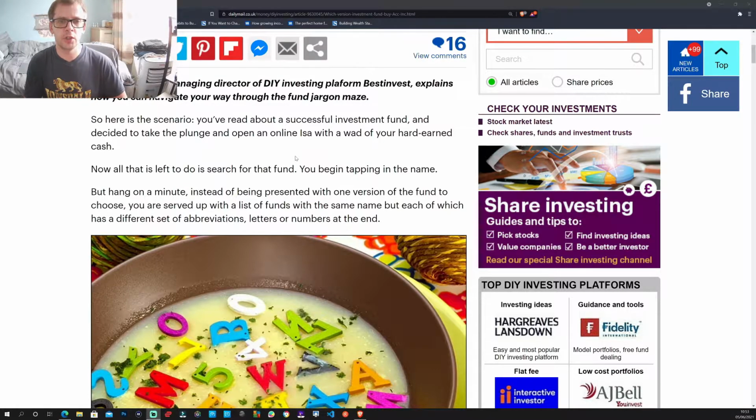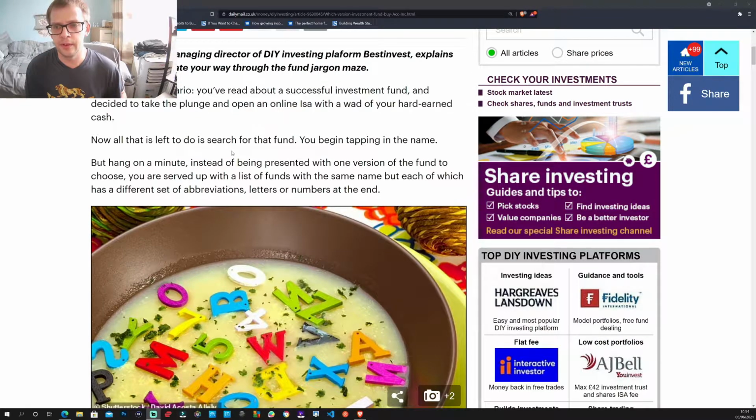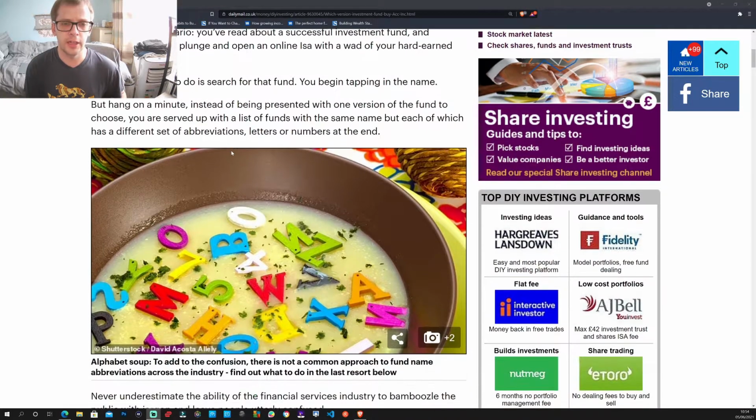So, Jason Holland, Managing Director of DIY investing platform Best Invest, explains how you can navigate your way through the fund jargon maze. So here's a scenario. You read about a successful investment fund and decide to take the plunge and open an online ISA with a wad of your hard-earned cash. Now all that is left to do is search for that fund.